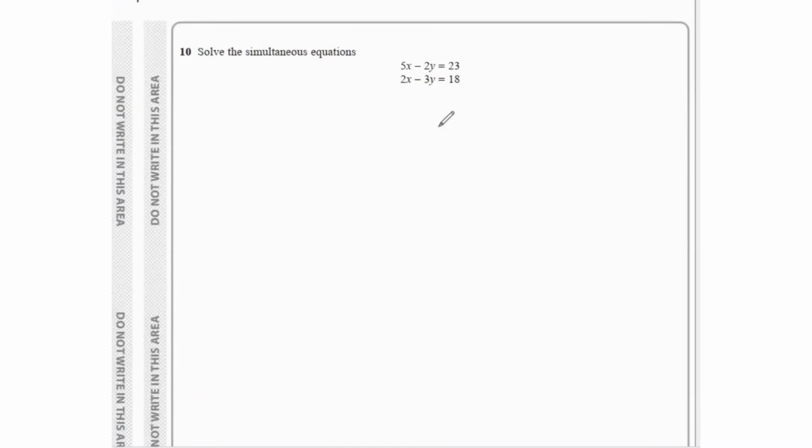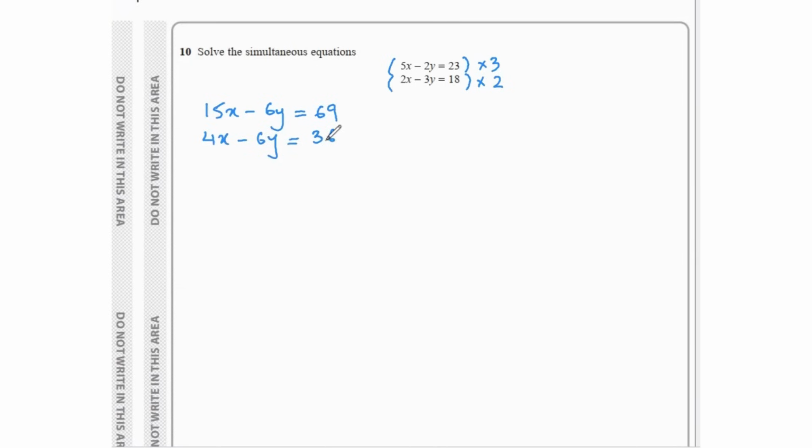Next question says, solve the simultaneous equations. So 5x minus 2y equals 23 and 2x minus 3y equals 18. Since the variables have different coefficients in both the equations, I'm going to use the elimination method to solve this. I'm going to eliminate y. So to eliminate y, I'm going to multiply the first equation by 3 and the second equation by 2. Now we'll have 15x minus 6y equals 69, and 4x minus 6y equals 36.